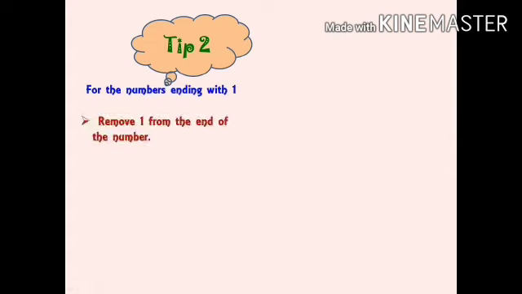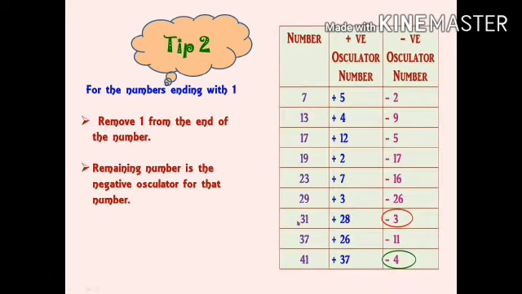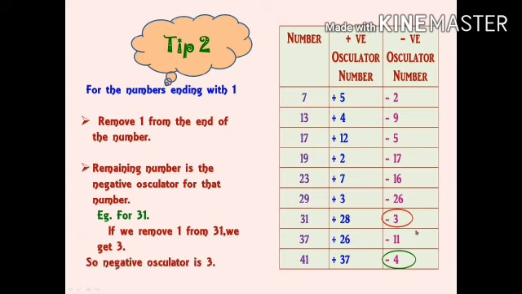Next, we shall see tip 2. Tip 2 is that for numbers ending with 1, remove 1 from the end of the number. The remaining number is the negative oscillator for that number. That is, if you have numbers such as 31 and 41, we just have to remove 1, and the remaining number is the oscillator number. For example, 31. If we remove 1 from 31, we will get 3. So minus 3 is the oscillator number for that number.